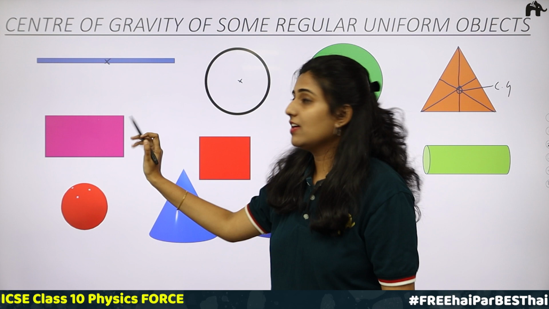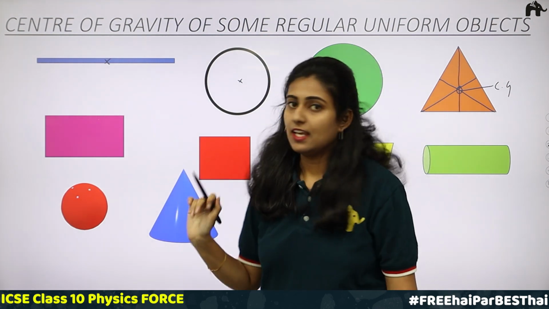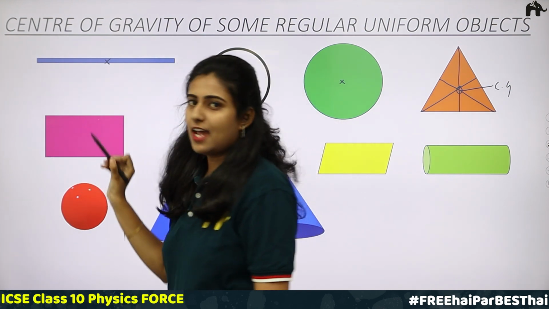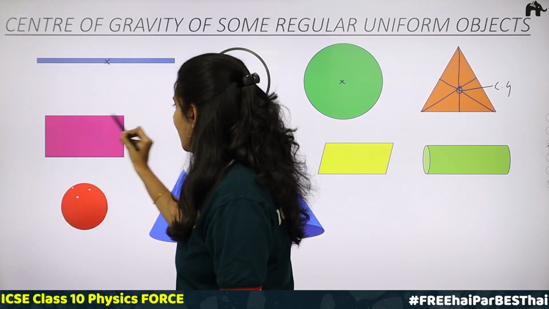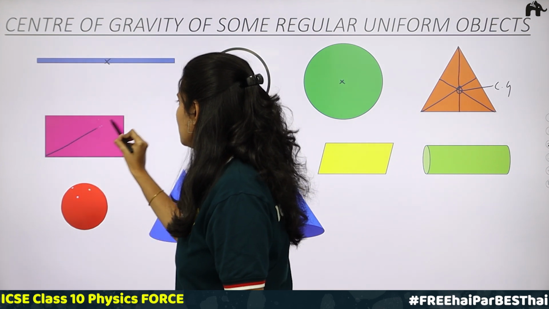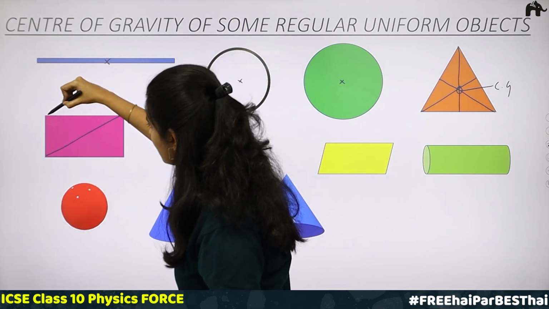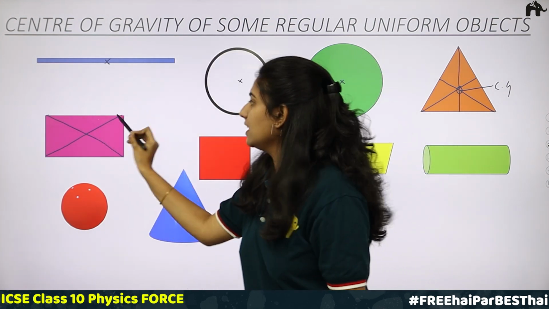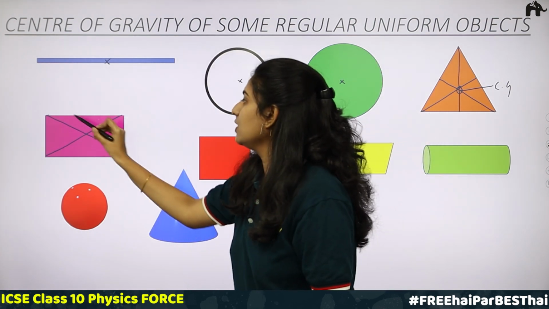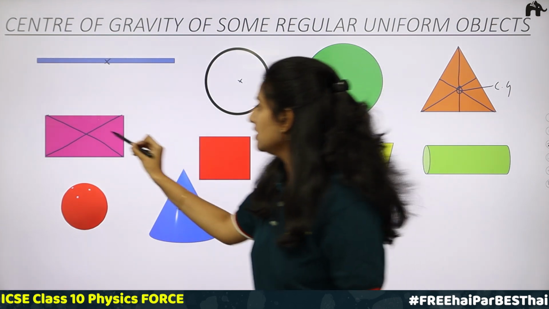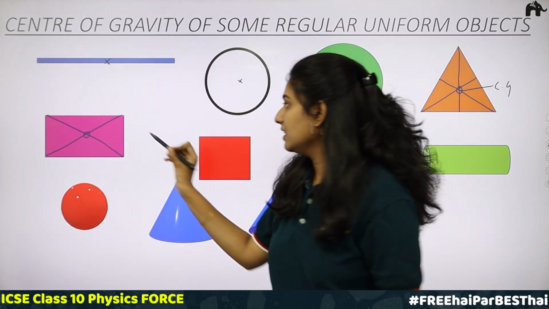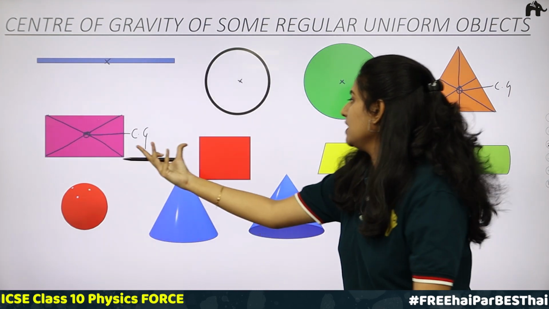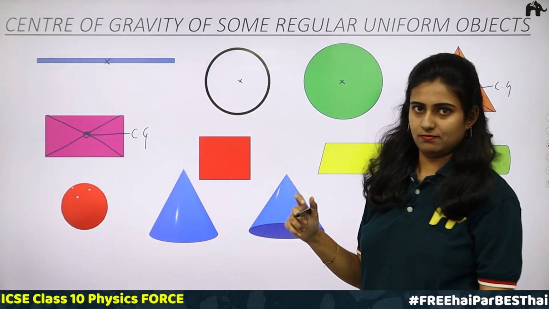Okay, next we have a rectangular lamina. Now check this. Here, in order to find the center of gravity, what you have to do is draw the diagonals. How to draw diagonals? From one end to the opposite end, draw a line. Similarly, from this end to this opposite end, draw a line. So, these are the required diagonals. Now, these diagonals will intersect at a point. Yes, so this is the point of intersection, and this point is the required center of gravity for a rectangular lamina. Similarly, in the case of a square, same thing.